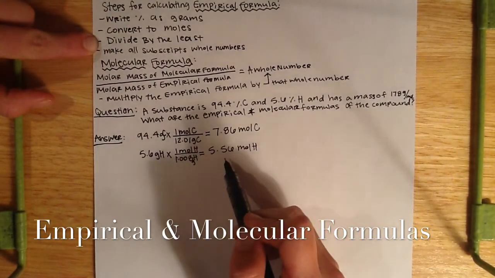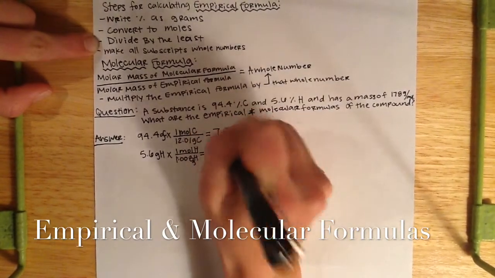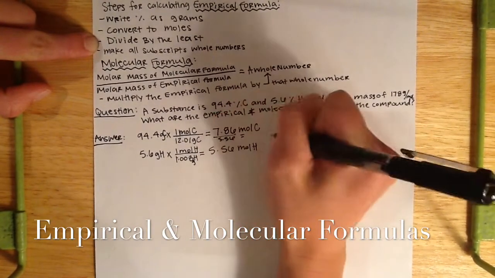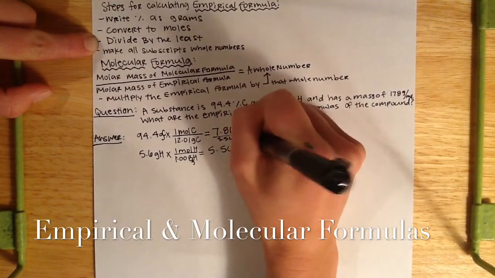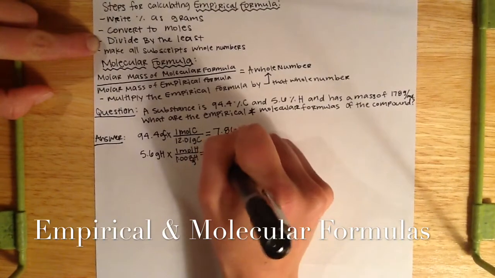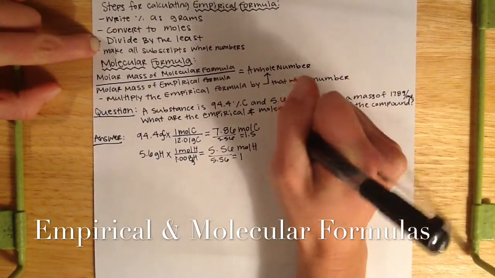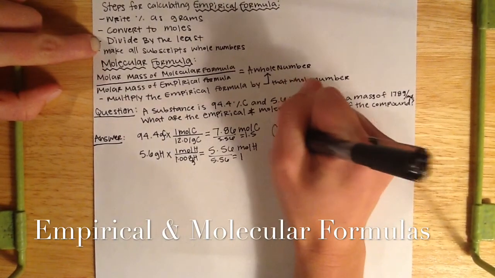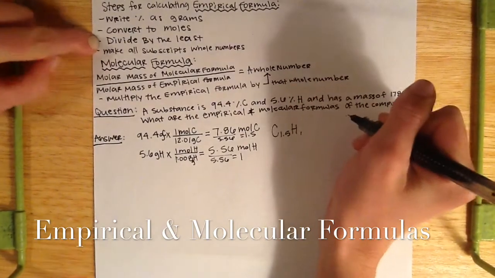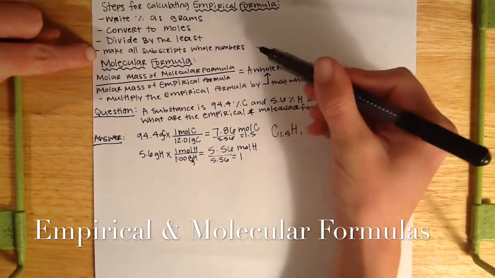So this is our least amount of moles between the two. So we're going to divide 7.86 by 5.56, and that gives us 1.5. We're going to divide 5.56 by 5.56, which gives us 1. So now we have our empirical formula of C1.5H1.